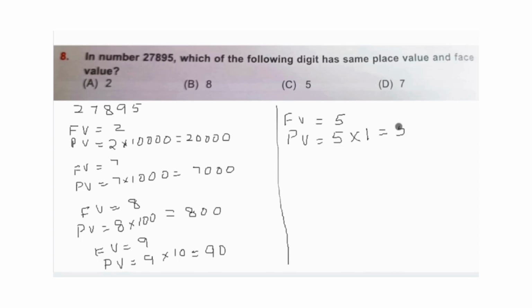Now if you see each of the digits, the face value is 2, but the place value is 20,000. Here the face value is 7, the place value is 7,000. For the next digit, the face value is 8, place value is 800. For the digit 9, the face value is 9, but the place value is 90. Looking at our last digit, which is 5, the face value is 5 and the place value is also 5. So our correct answer is option C.